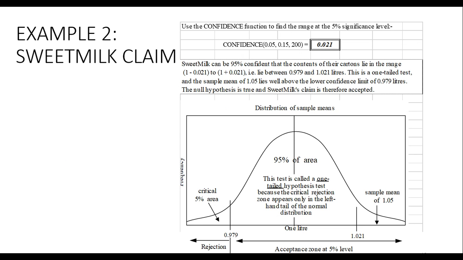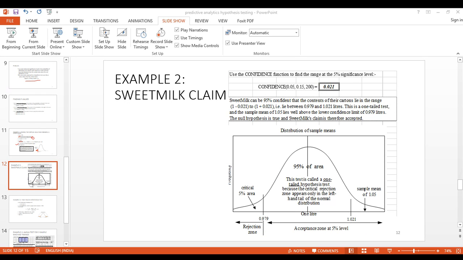Let's take one more example here. What is happening is there's a milk bottling plant and they are filling up milk in bottles, and their sample mean is coming as 1.05, and people are claiming that they are filling up less than 1 liter. So they took a sample, and from the sample they did a hypothesis testing. Let me show you this example in Microsoft Excel.